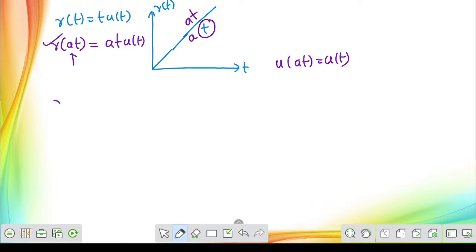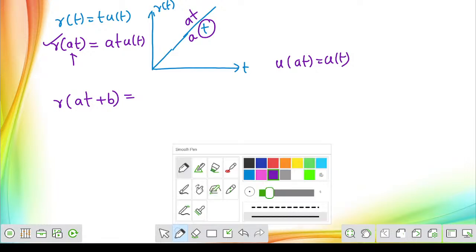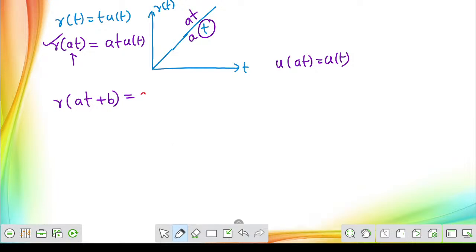And the next most important property: okay sir, because of scaling this is what is happening. If you are shifting also, r of at plus b, then what will be our resultant answer? As usual, you will have to take a outside. Ultimately the value of a will not be ignored. This can be rewritten as a times r of t plus b by a. So r of at plus b is equal to a times r of t plus b by a. Both these properties are the same only.